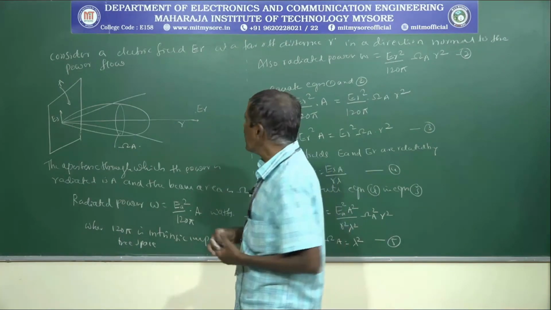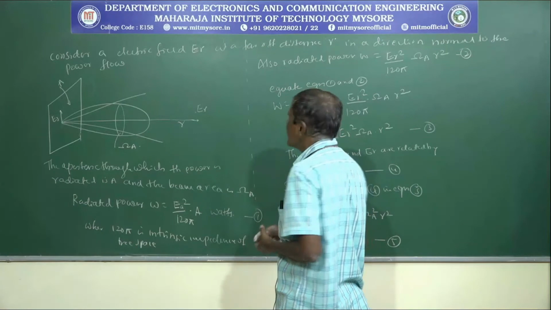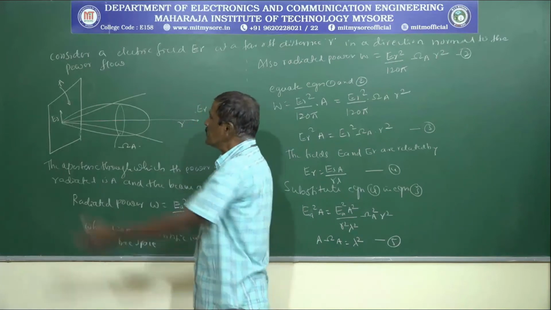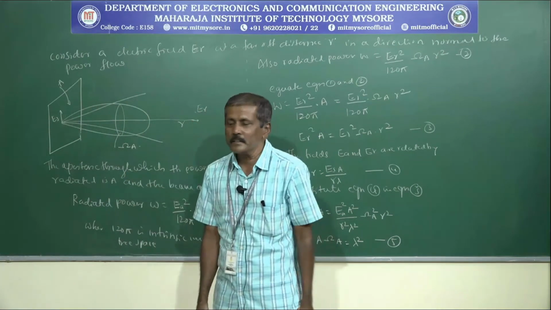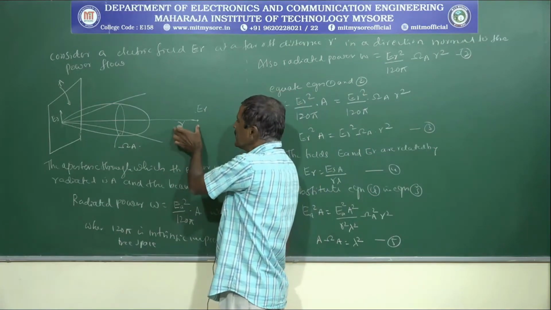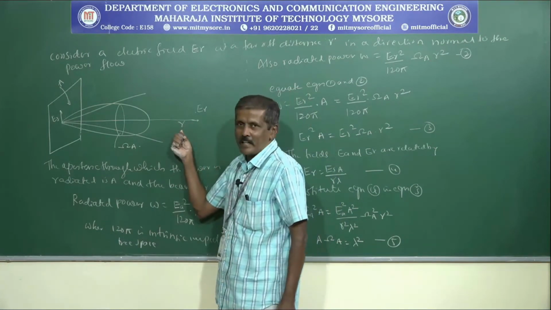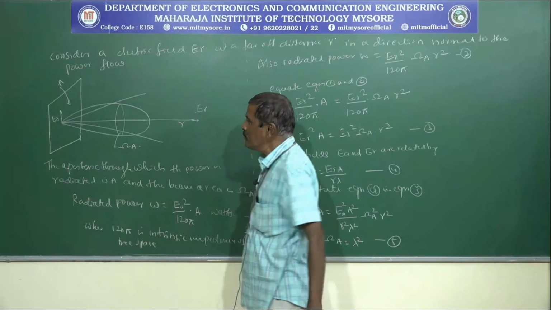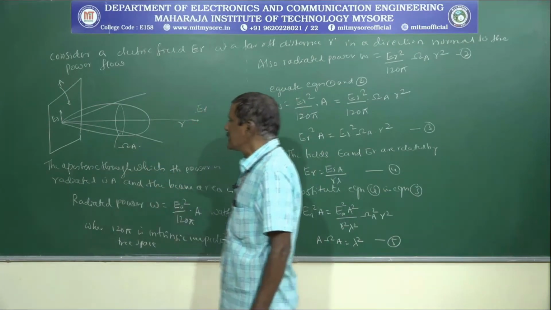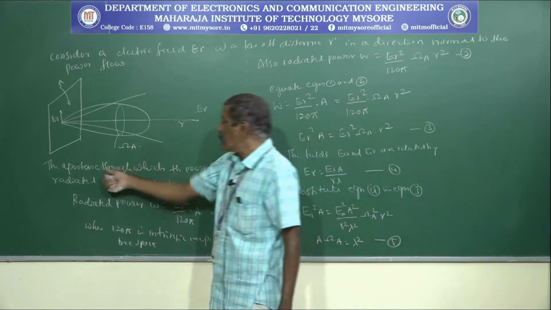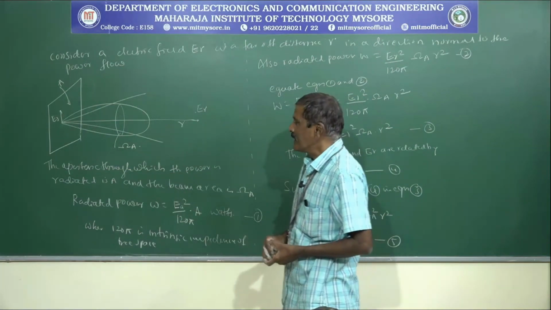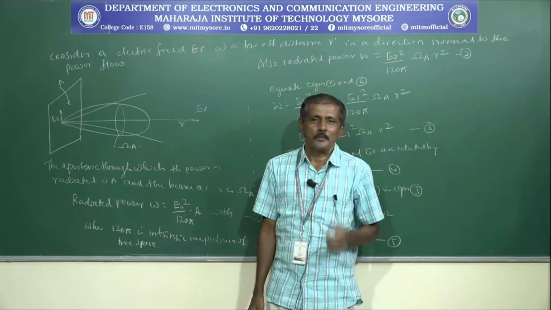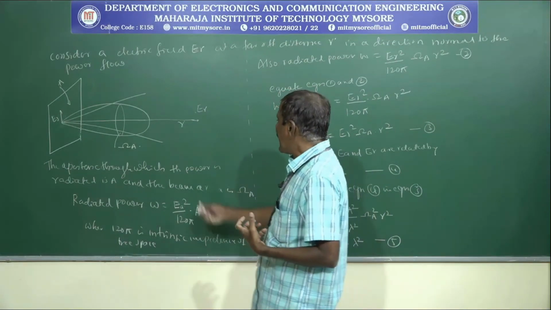Now consider the electrical field ER at a distance R in a direction normal to the power flow. So this is the plane where you have an antenna. This antenna is radiating in this particular direction, and we are measuring the radiated power at a distance R. Here ER is the electrical field at a distance R, and omega A is the beam area. A is the aperture through which the power is radiated.